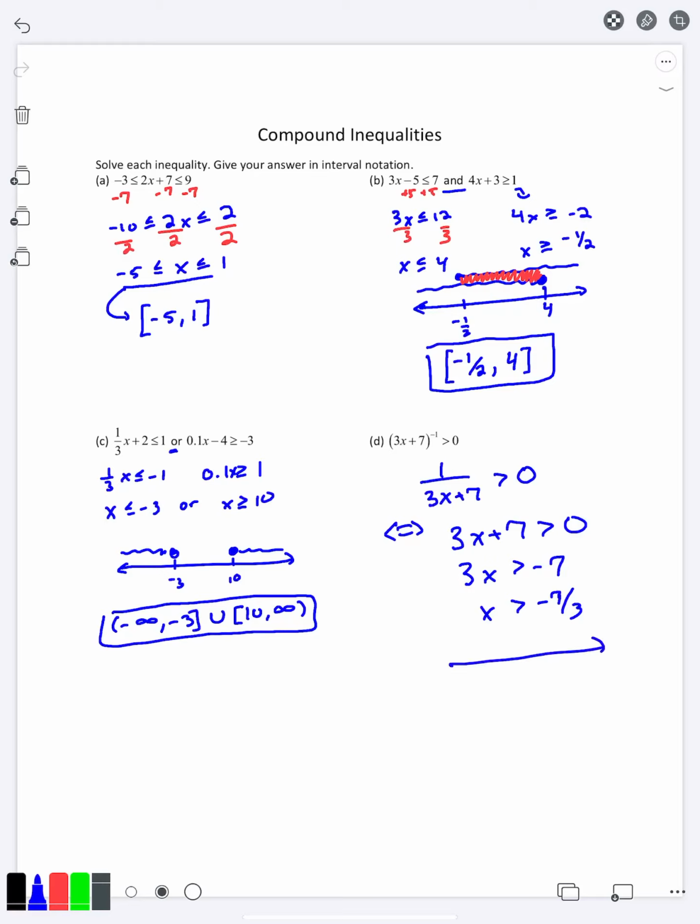And this would be all the numbers bigger than negative 7/3. So that would be parentheses negative 7/3 to infinity. And this is how we solve these types of inequalities.